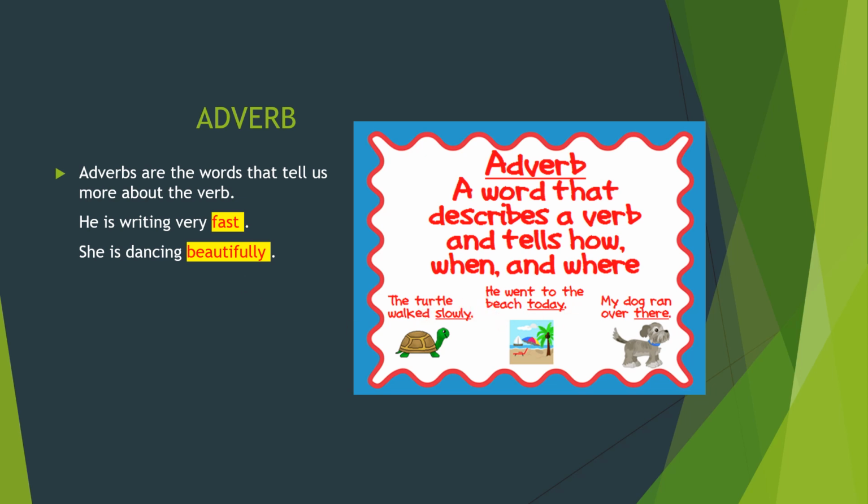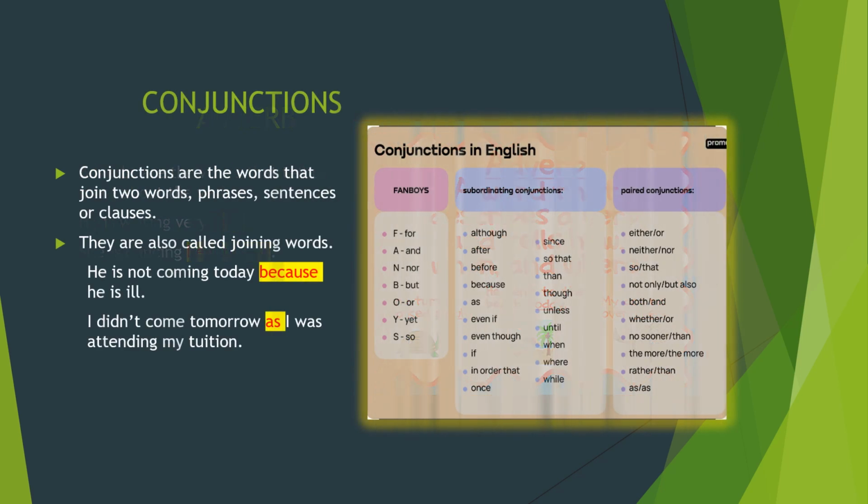Similarly, beautifully, and there are many more. Now let's talk about the other part of speech, which is conjunctions. So what are conjunctions, my dear kids? Conjunctions are also termed as joining words. You can see it here in point number 2, or we can say conjunctions are the words that join two words, phrases, sentences, or clauses.